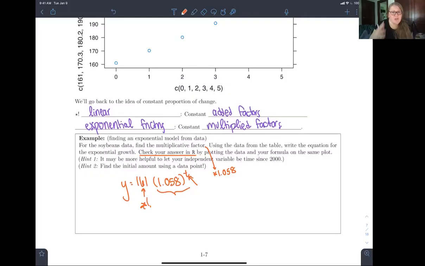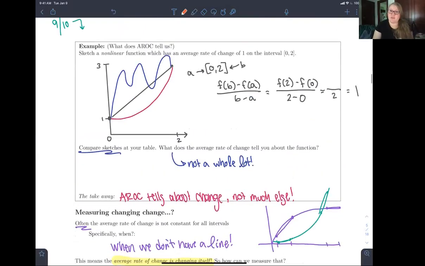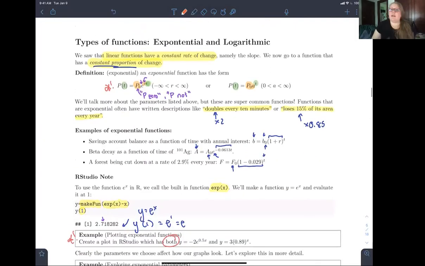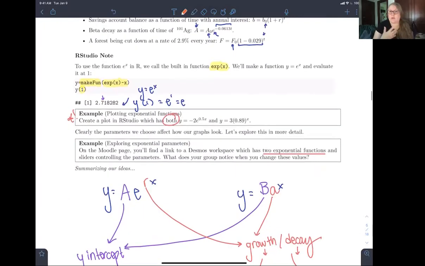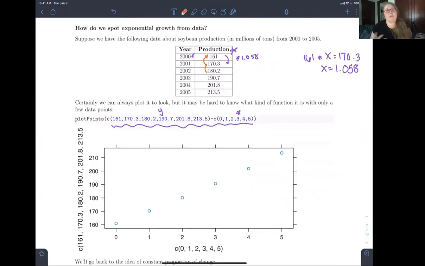So a quick video summary, right? We talked a little bit about change, average rates of change, and how they themselves change with concavity. We talked about what an exponential and logarithmic function were, different types of forms of them, how to graph them, what their parameters do, and how to spot them from data. So we were planning on spending 2 days here anyway, so please bring your questions in on Monday if something's not necessarily clear. Otherwise, I'll see you then.